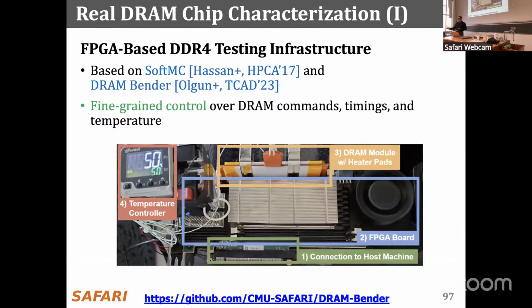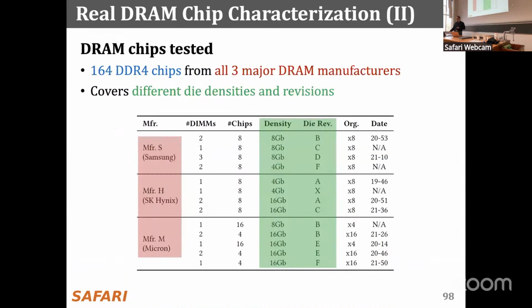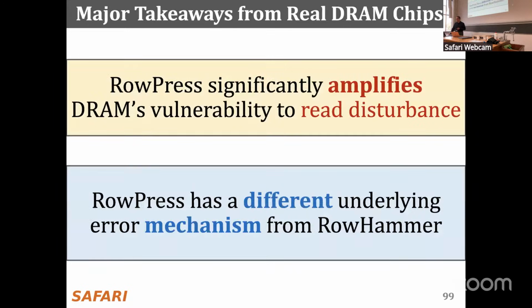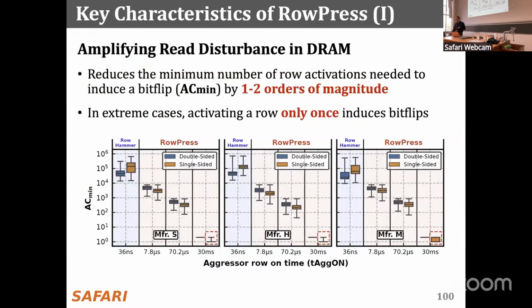We tested this on a lot of chips using our infrastructure again. That's the beauty of this infrastructure. It enables you to discover things. All manufacturers that we tested are vulnerable. RowPress amplifies DRAM's read disturbance vulnerability for all manufacturers, and it has a different underlying error mechanism. So let's take a look at both of these.